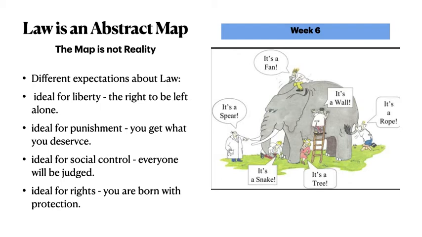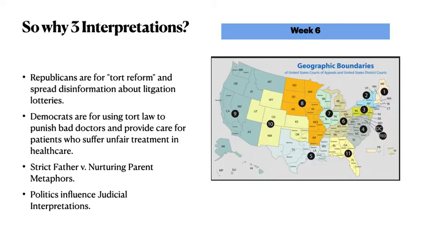However, right, none of these are correct. They're not accurate representations of reality. They're not the elephant. There are different ideas of what we think law is. So this should be clear now why we get different interpretations. The different interpretations are based on the politics around us.